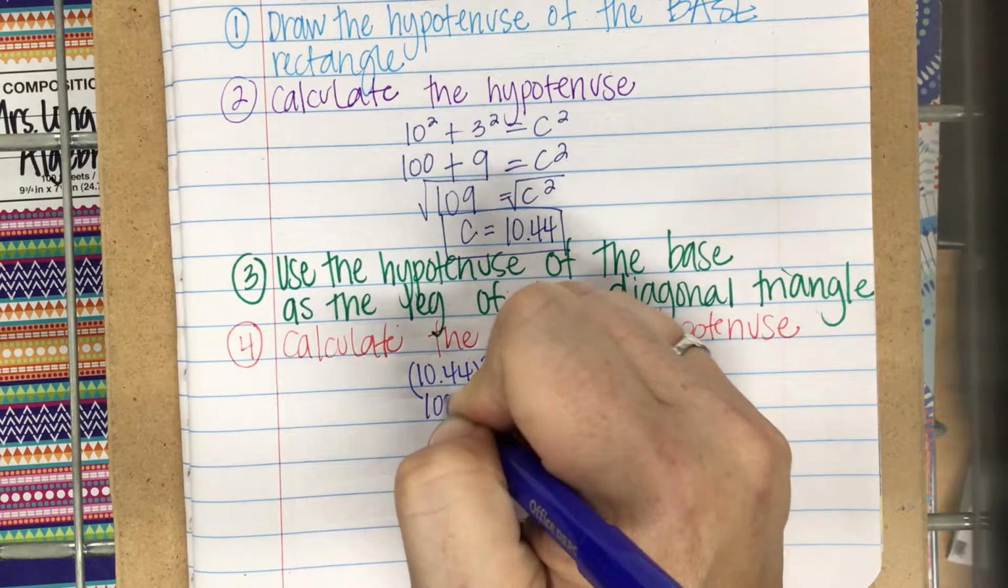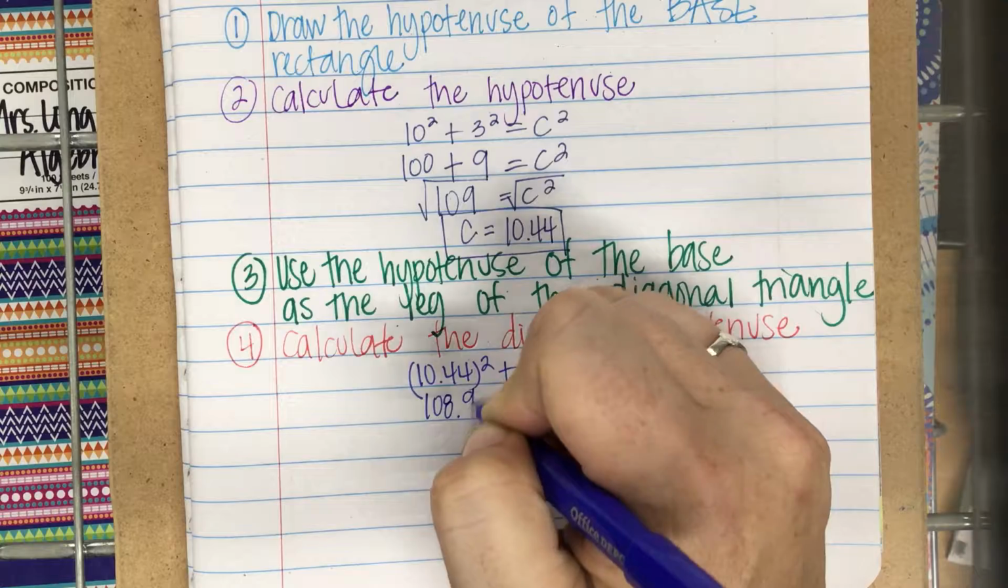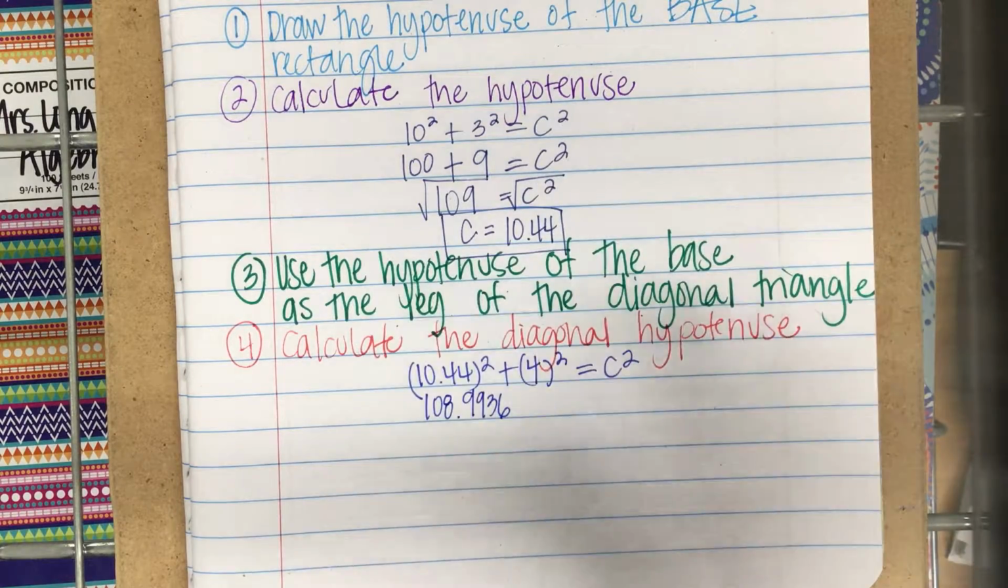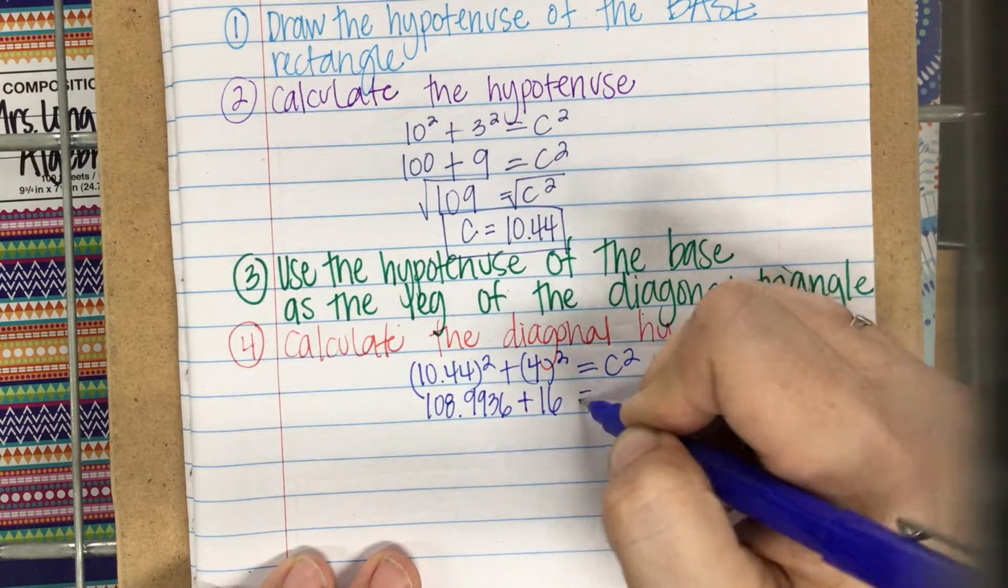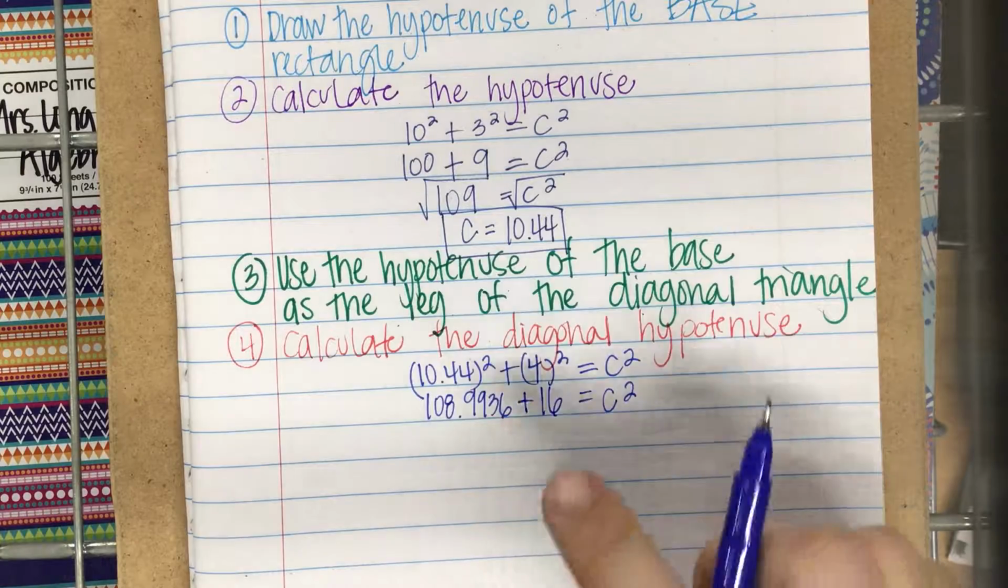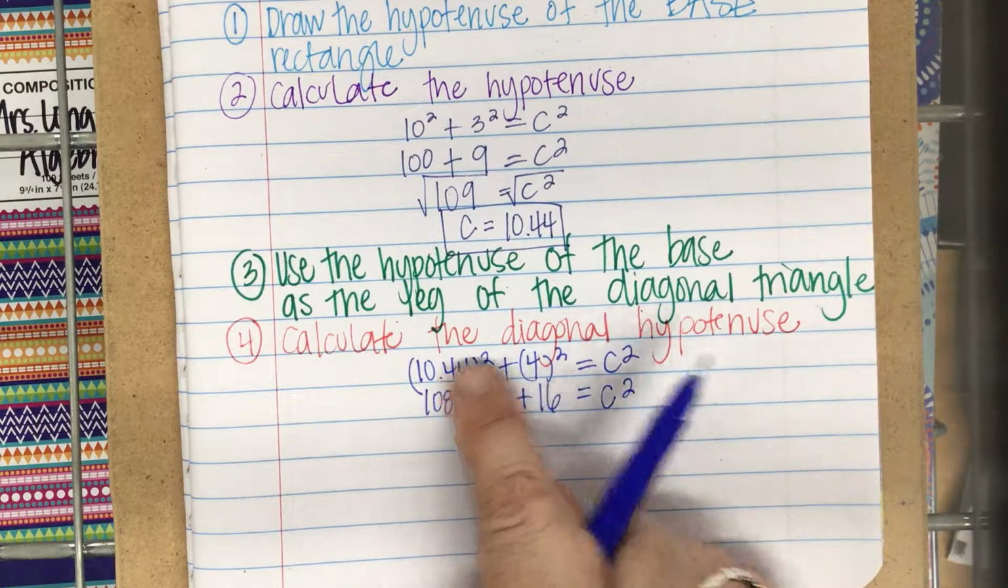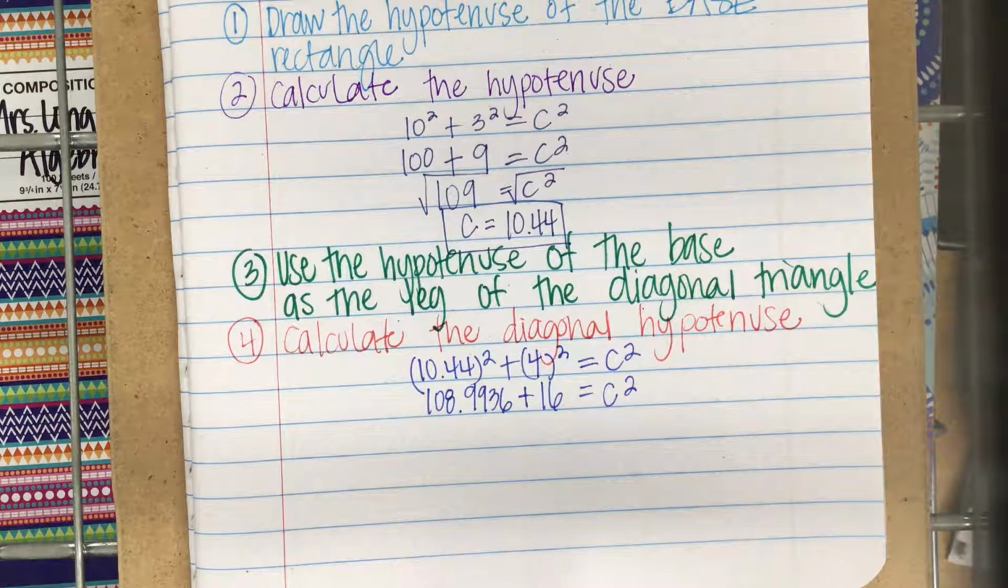Which is 108.9936. Since it terminates and it's not that big, I'll write the whole thing. Plus 16 equals c squared. How many of you have learned that you can just type this straight into your calculator and get an answer? Good. Those shortcuts are good, right?